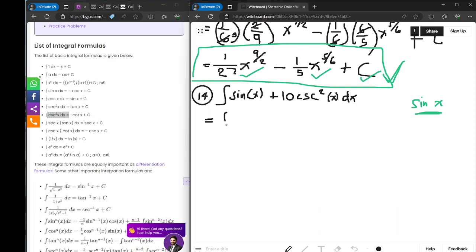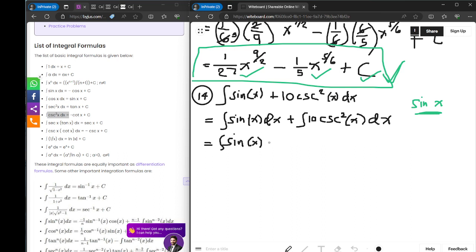Okay, so let's just rewrite it first. That's sine of x. If you take note, there are no parentheses here. Again, it depends on the book or on the author. So you have sine of x dx plus integral of 10 cosecant squared of x dx. Let's move out the 10 first. That's 10 times the integral of cosecant squared x dx.